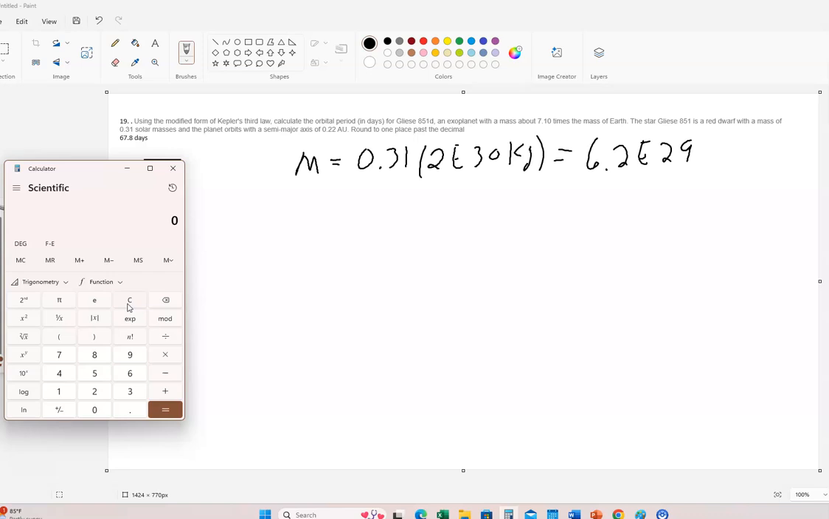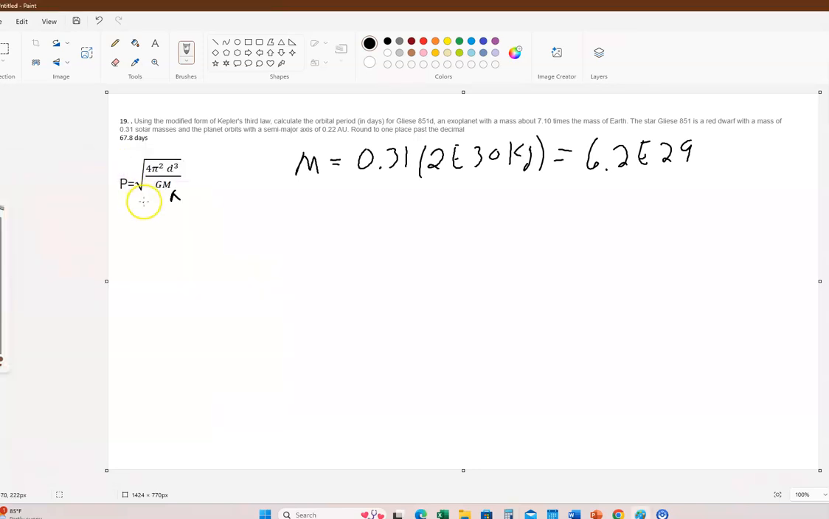All right, so what's the next thing we have to do? They give us the semi-major axis of this. The semi-major axis is the average distance that the exoplanet travels away from its star. And really, in this equation, that's what D is. But D has to be in meters.